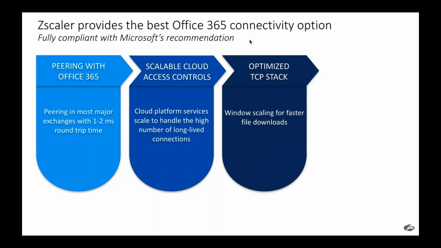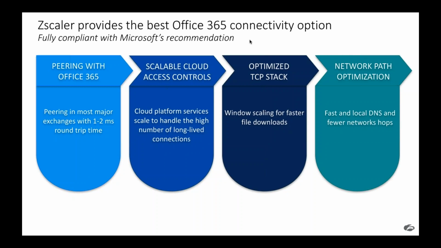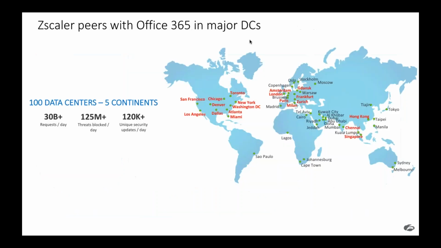Thirdly, we have built our own TCP IP stack. It's a little bit more of a technical detail, but one of the things that will help you understand why Zscaler can offer better performance in terms of connectivity to Microsoft than you can get even if you were just plugging directly into your local ISP and connecting directly to Microsoft themselves. And lastly, we've mentioned some of the DNS optimization to reduce some of the hop count.